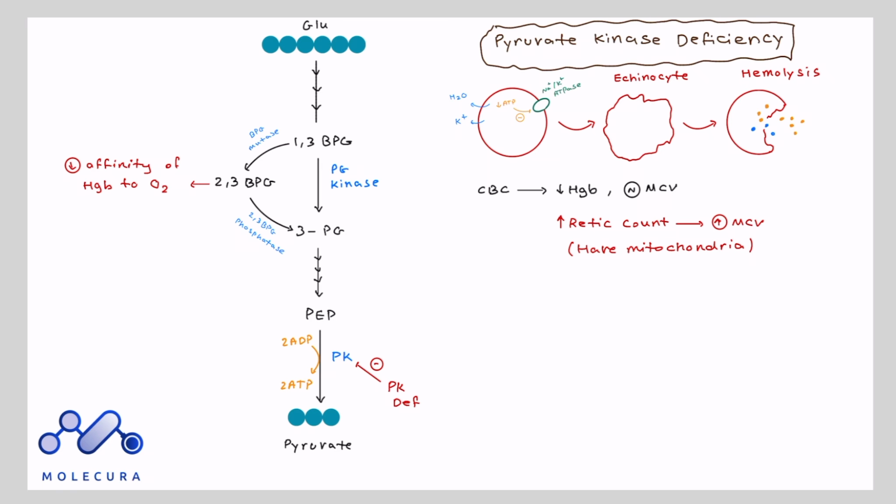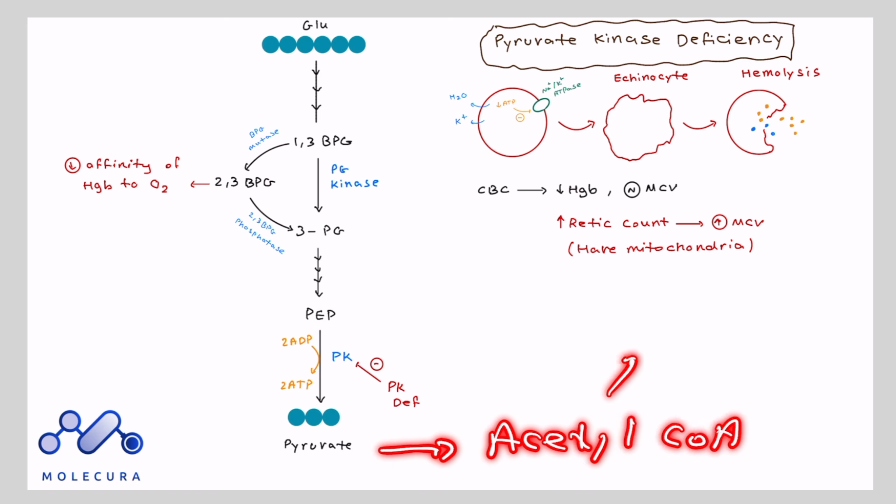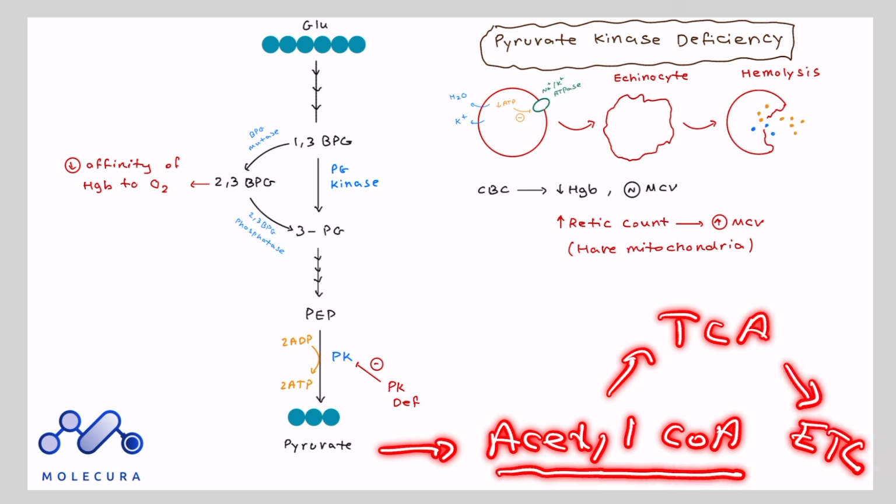Why is that? Because this pyruvate ultimately would get converted into acetyl coenzyme A. And acetyl coenzyme A is going to go to the TCA cycle, and the TCA cycle will go to the electron transport chain. But we have other sources of acetyl coenzyme A apart from pyruvate, and that could be beta oxidation of fatty acids. It could be catabolism of amino acids or ketone bodies.